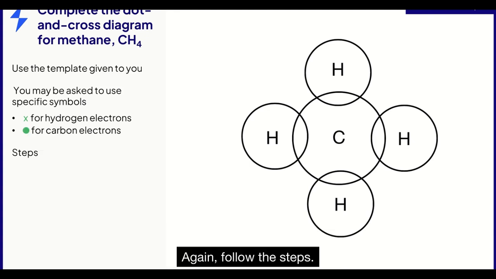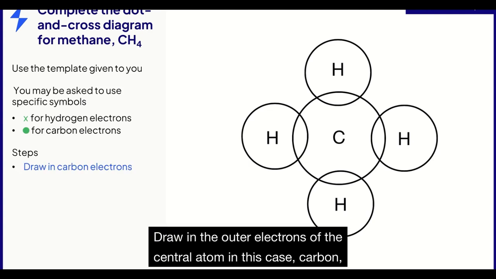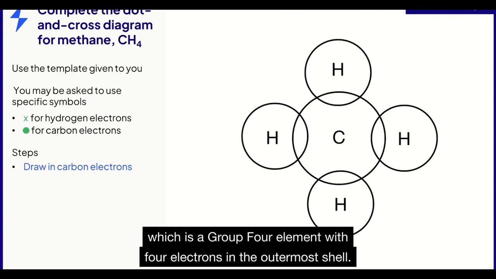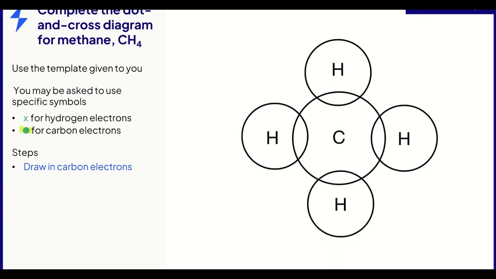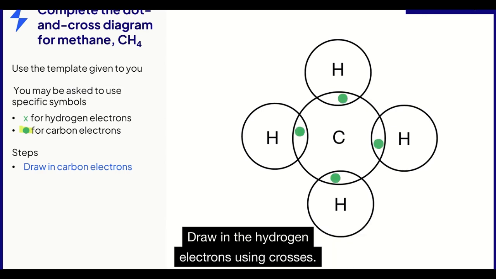Again, follow the steps. Draw in the outer electrons of the central atom, in this case carbon, which is a group 4 element with 4 electrons in the outermost shell. The question has asked you to give dots as the symbol for the carbon electron. Draw in the hydrogen electrons using crosses.